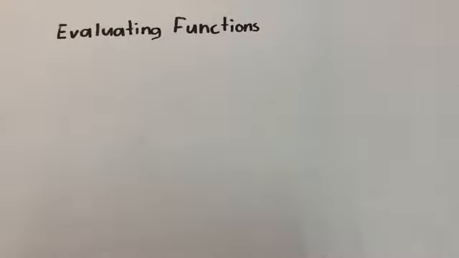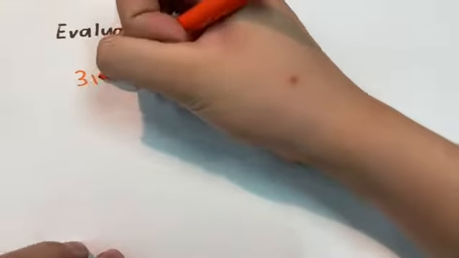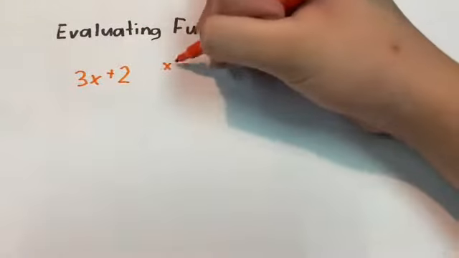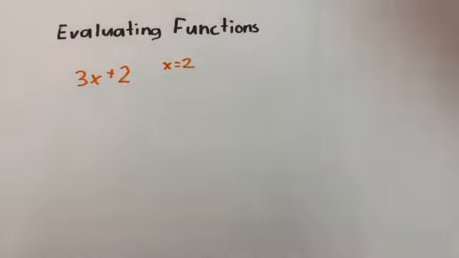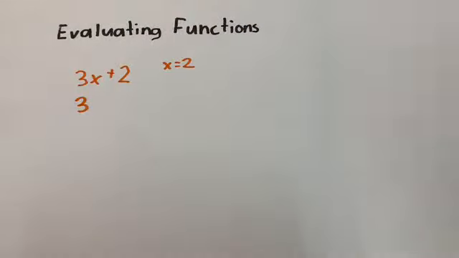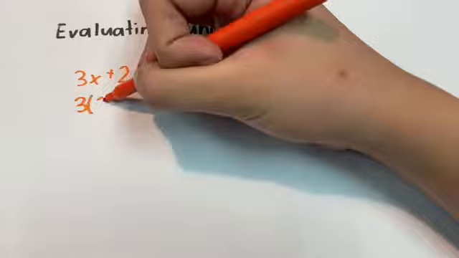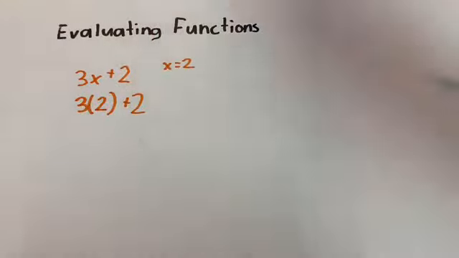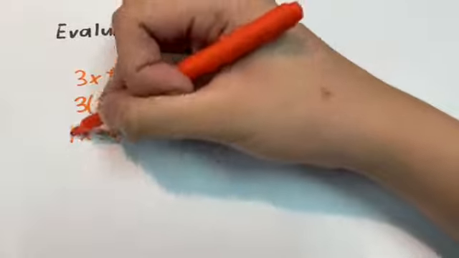Let's learn how to evaluate functions. So here is one function, 3x plus 2. Let's give x a value. So x equals 2. The way you evaluate this function is you rewrite the function, but replace x with the value given. The value given in this function is 2, so we're going to be replacing x with 2. So it's 3 times 2 plus 2. 3 times 2 is 6, and 6 plus 2 is 8. So the result is 8.